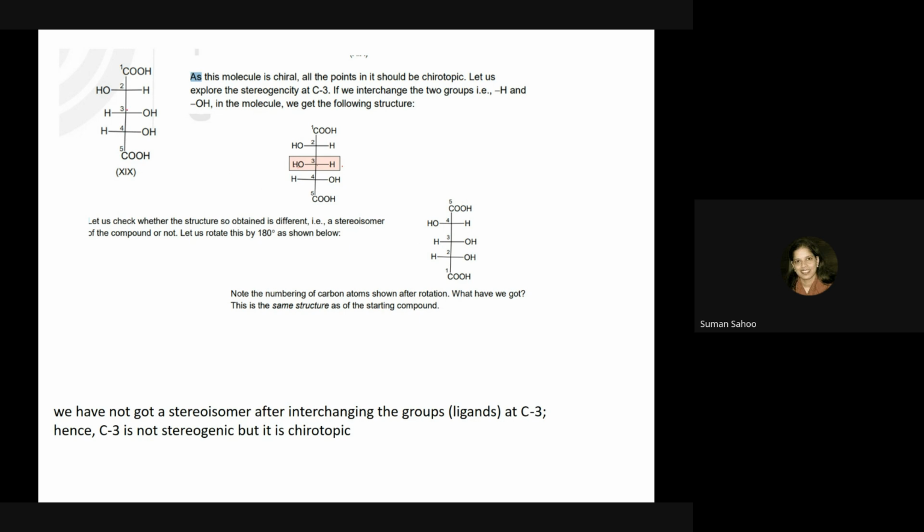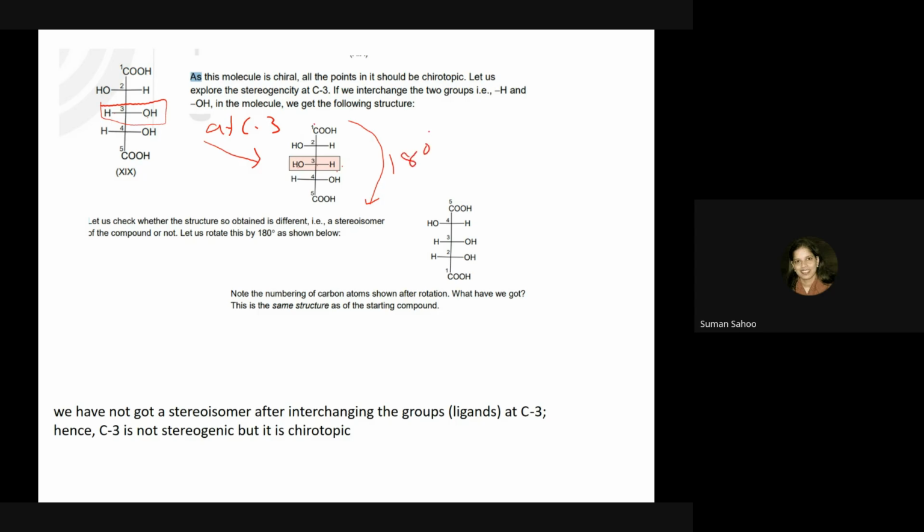Okay, we have just changed it, H on this side and OH on the left side. Here we have interchanged at carbon number 3, so we get this one. So now this one, if you just rotate it through 180 degrees, you have to just check the planes.